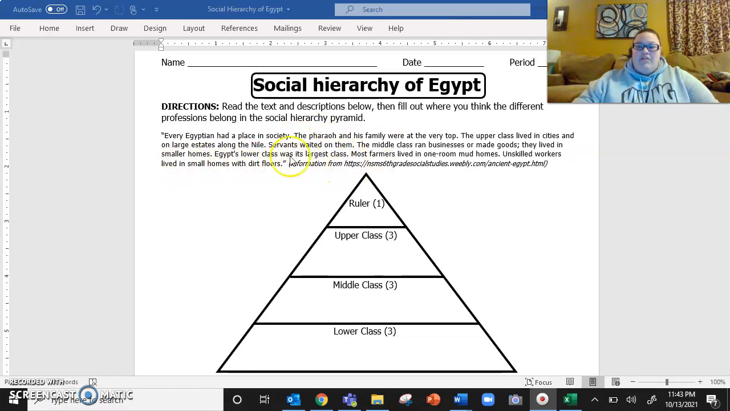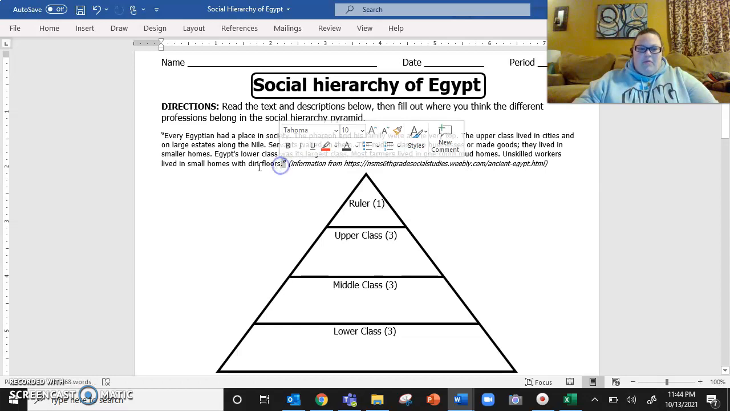And we can tell, my wonderful human beings, that I did not write this. I took it from this website, nsms 6th grade social studies.weebly.com/ancient Egypt. And we can tell because I have my citation and I have my quotation marks. Remember, we are always going to be using quotation marks and a citation anytime we quote directly from the text.